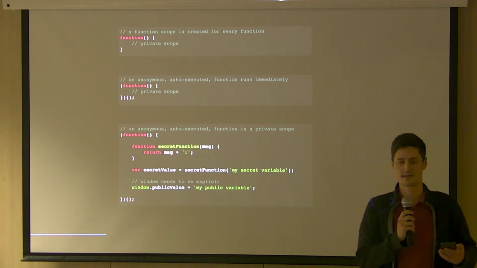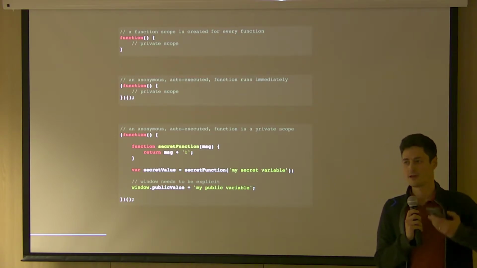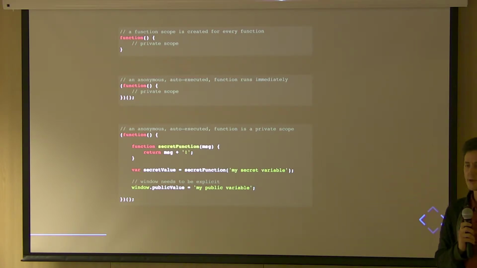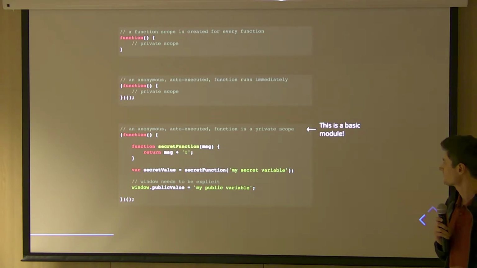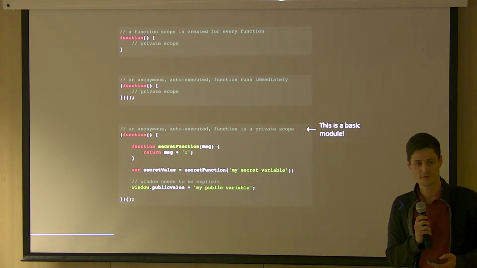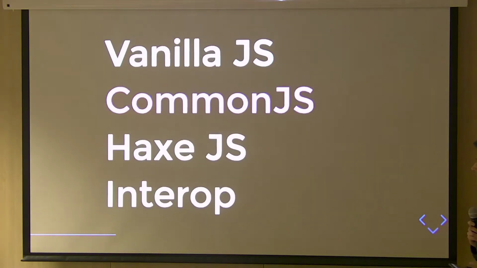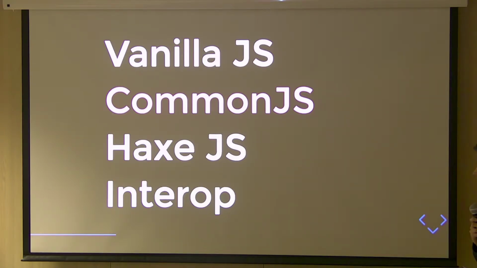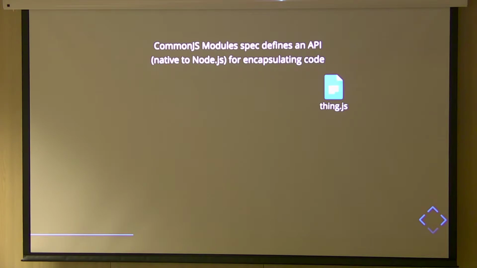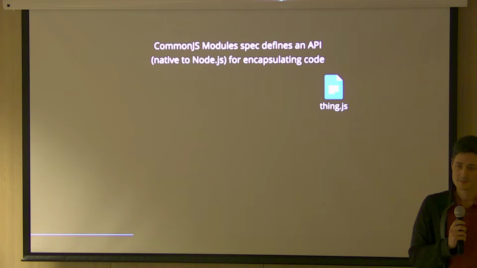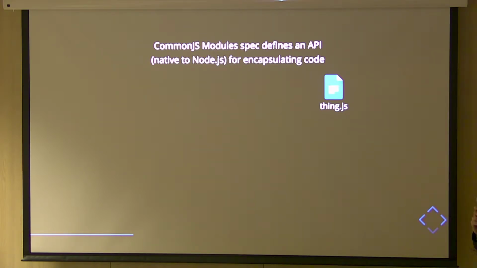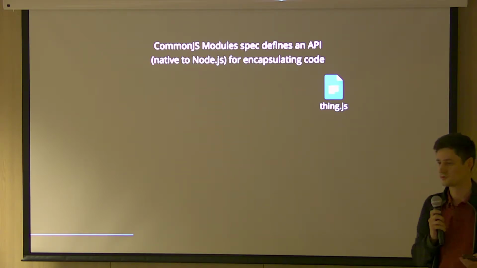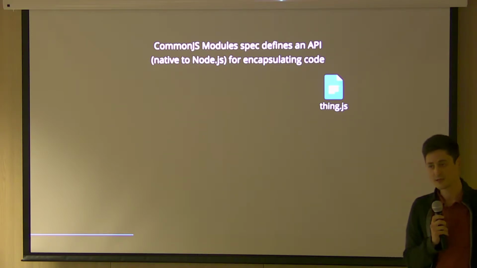So it is the concept of encapsulating an API and exposing what has to be public. This is our first very basic module. It has been standardized through the CommonJS working group, and they've defined the CommonJS modules specification, which is an API to encapsulate private code and expose an API, and there's a way to write this code and consume it.